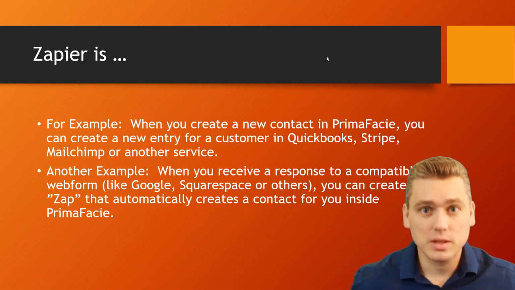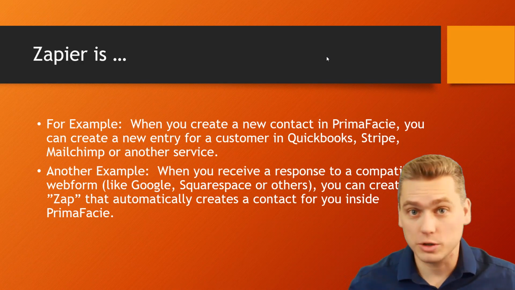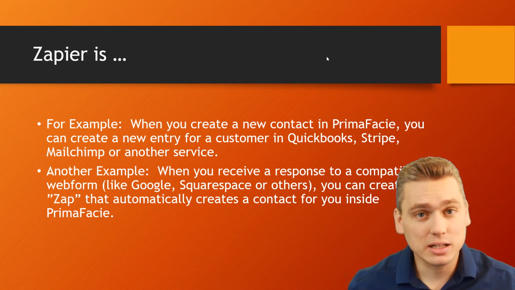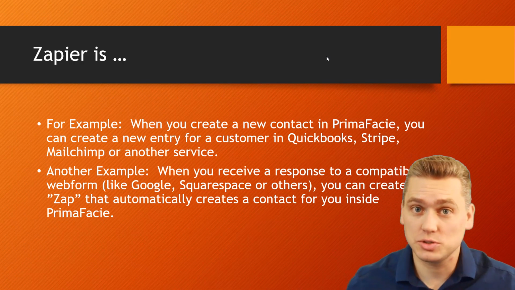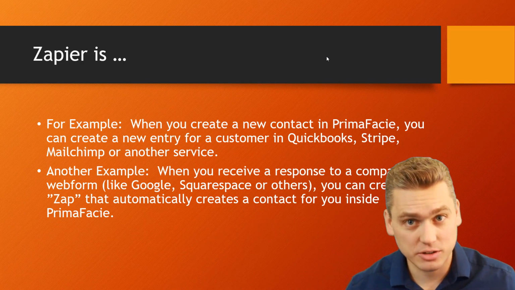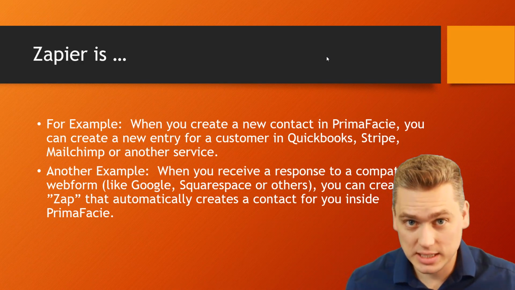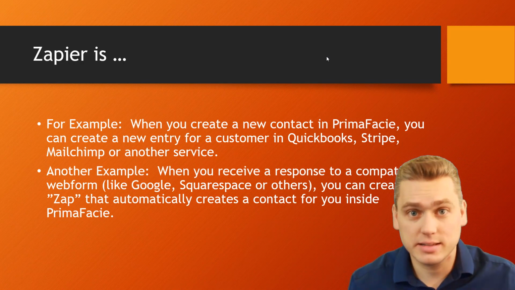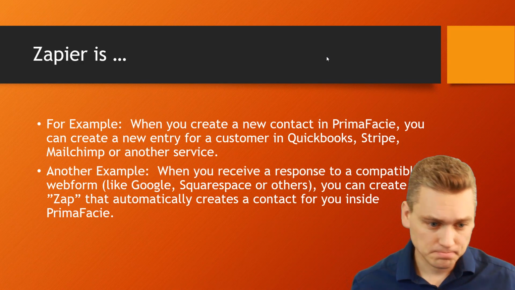So for example, let's say that whenever you create a new contact in PrimaFacie or when you open a new case, you want to automatically create an entry for that person inside QuickBooks because you use QuickBooks for your accounting, or Stripe because that's how you're going to collect your payment and send invoices, or MailChimp because that's how you're going to stay in contact with your newsletter, or any of these other services that use Zapier.